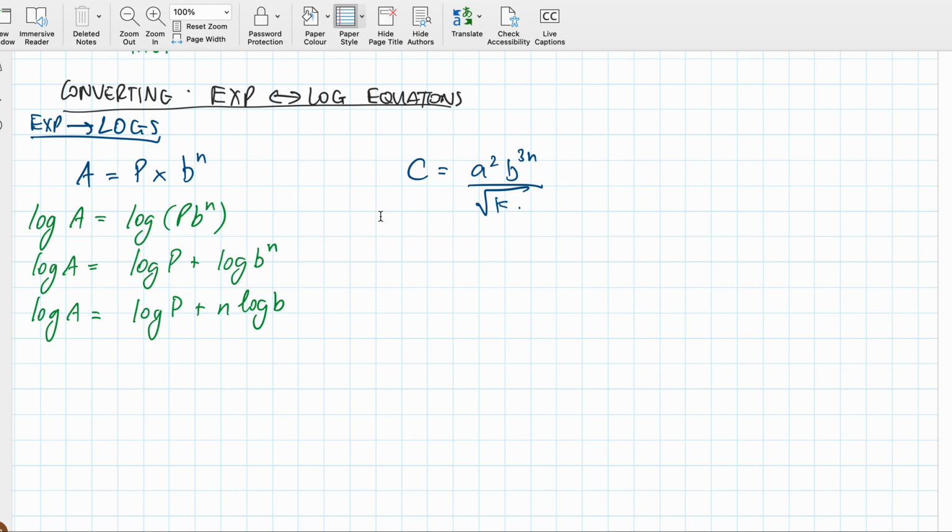We're going to move on to this one now. Do the same thing. I'm going to express this as a fractional power. Instead of root k, I'm going to do k to the half. Next step, same side. It just stays like that.